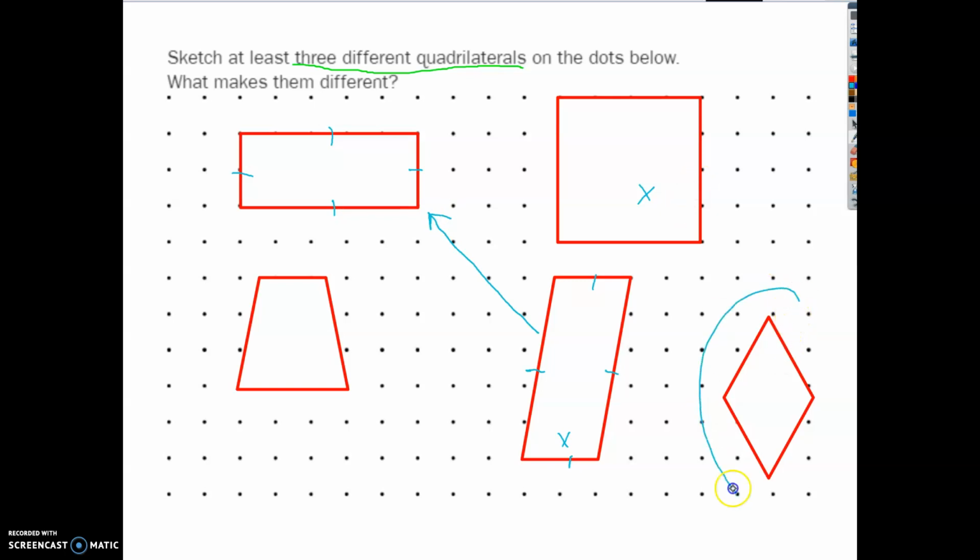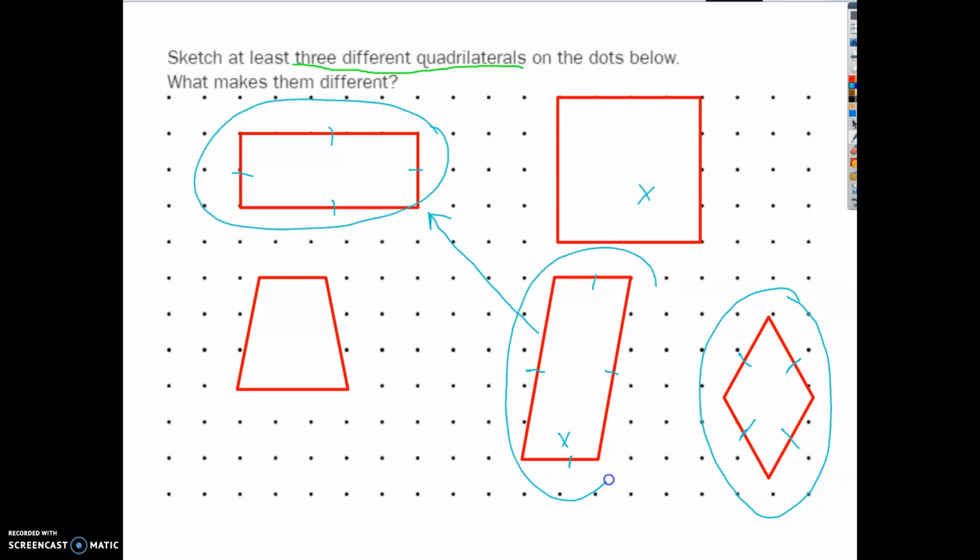This is a kite or diamond shape. It's slanted. The opposite sides are the same length, but it's not a square because it doesn't have the nice straight up and down lines like a square. It's more slanted. But what I want you to notice about a rectangle, a parallelogram, a kite, and a square, what I want you to notice about those are the opposite sides.